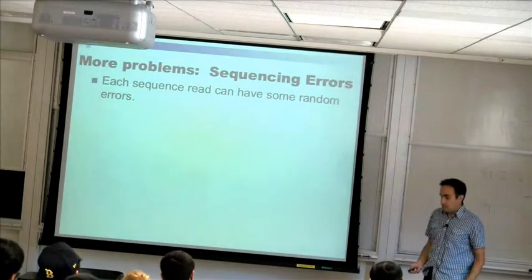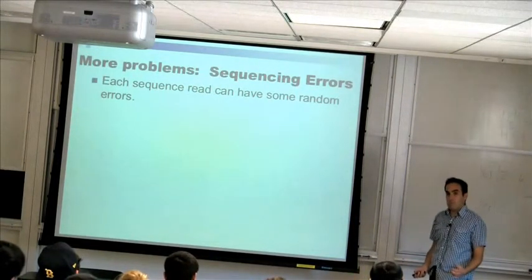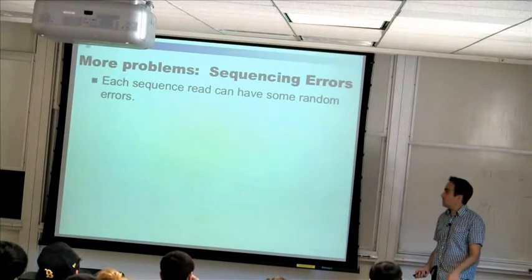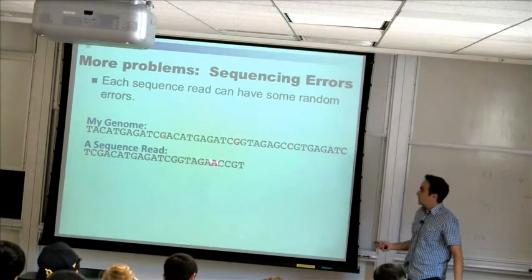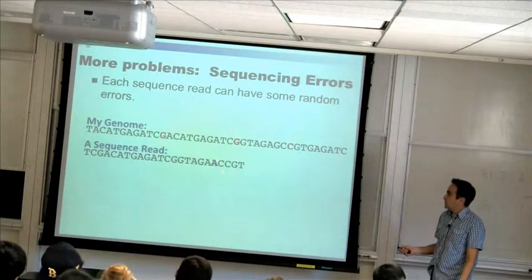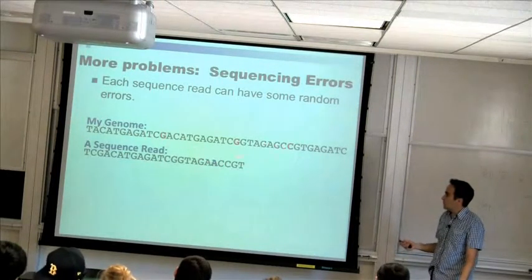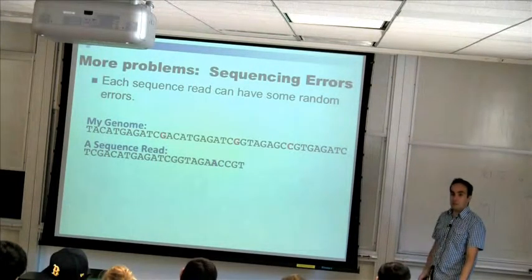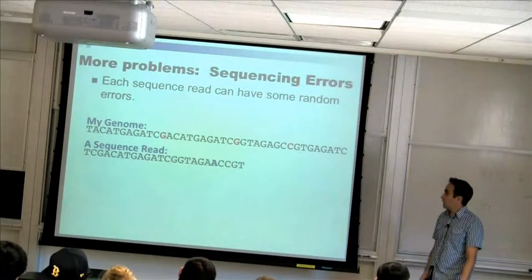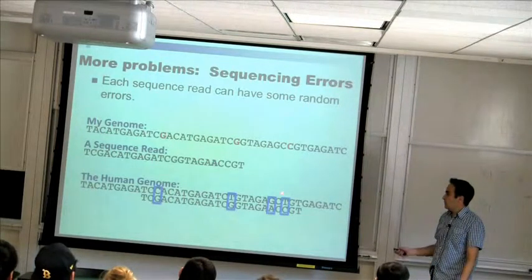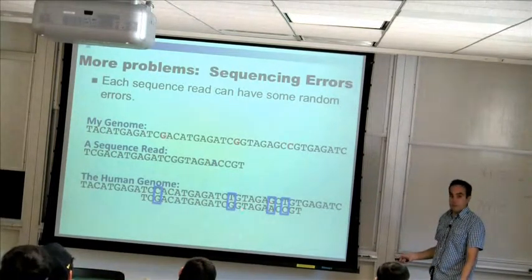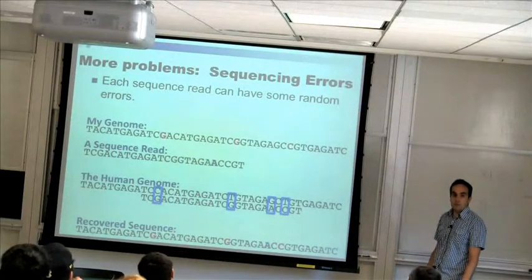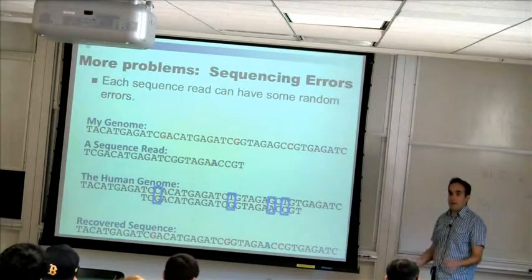So what if the sequencers aren't perfect? They sometimes make errors. Let me give an example. Let's say this is my genome. This is a sequence read. This read is from here, where we've been looking. This position has an error. It says an A, but it shouldn't be an A. So what happens if I go through the algorithm and find the human genome? This position now has a new difference, and when I recover my sequence, I'll add in this error. So what's a way around that?